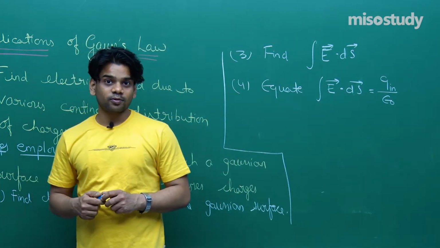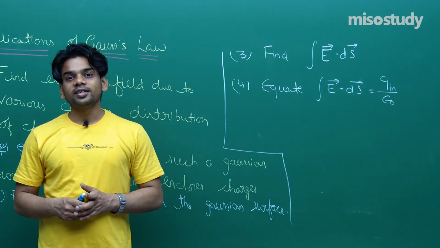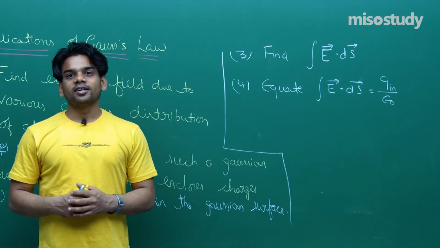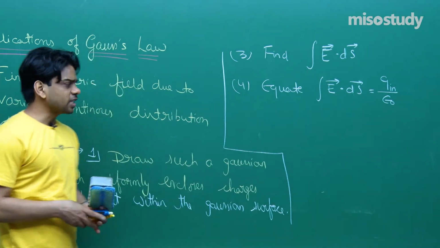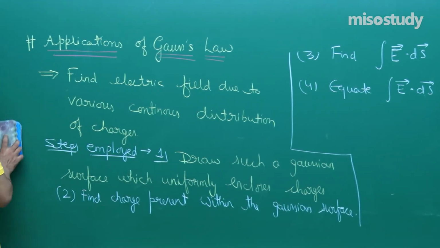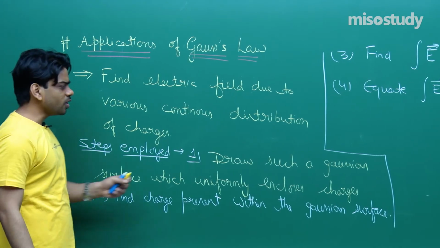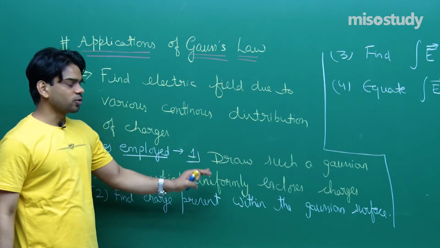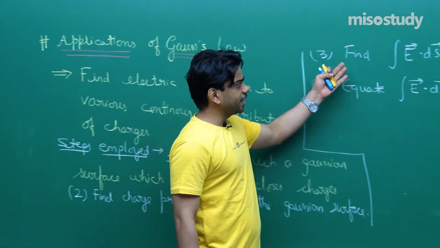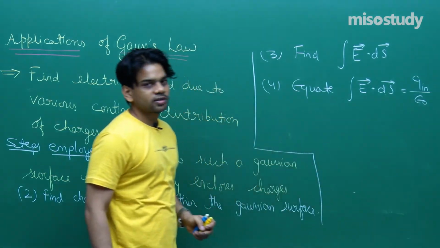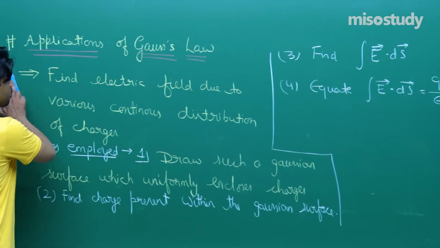This is what you have to do in case of finding the electric field with respect to a uniform distribution of charges. So let us go ahead with the first application of Gauss's theorem. I have given you the steps. Draw such a Gaussian surface which uniformly encloses charges. Second, find charge present within the Gaussian surface. Third, find E dot ds. Fourth, equate E dot ds to q in upon epsilon naught.